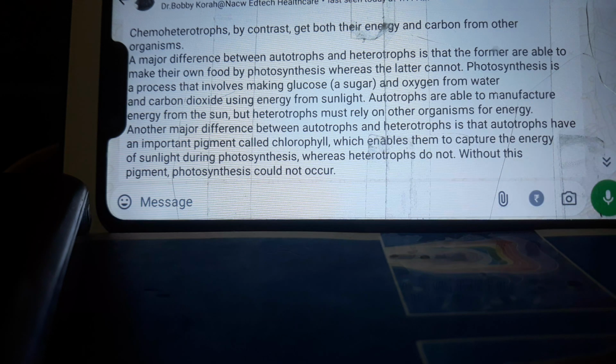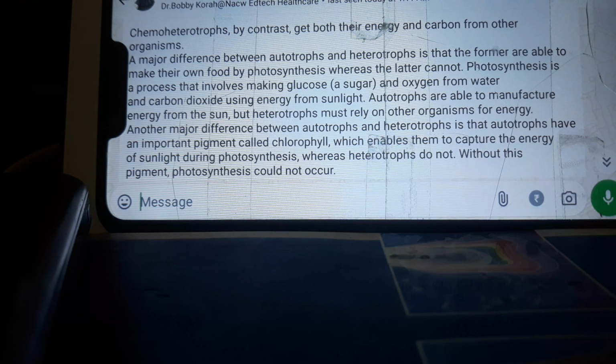A major difference between autotrophs and heterotrophs is that the former are able to make their own food by photosynthesis, whereas the latter cannot. Photosynthesis is a process that involves making glucose as sugar and oxygen from water and carbon dioxide using energy from sunlight. Autotrophs are able to manufacture energy from the sun, but heterotrophs must rely on other organisms for energy.